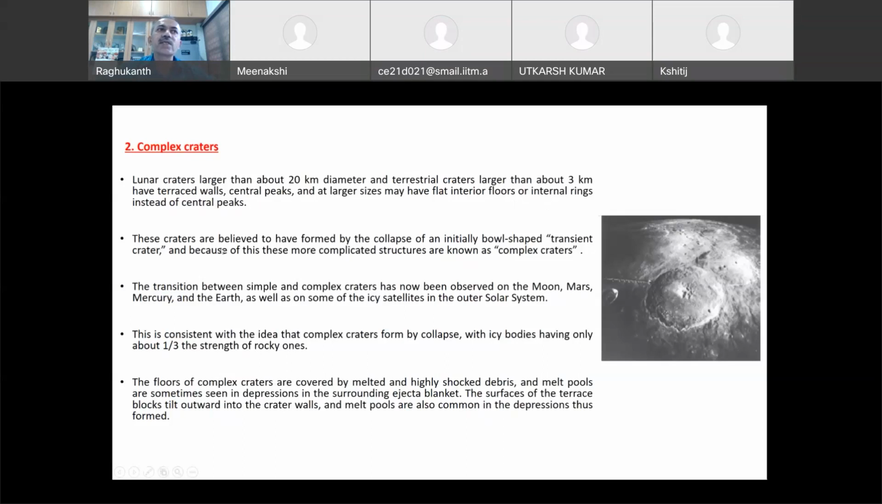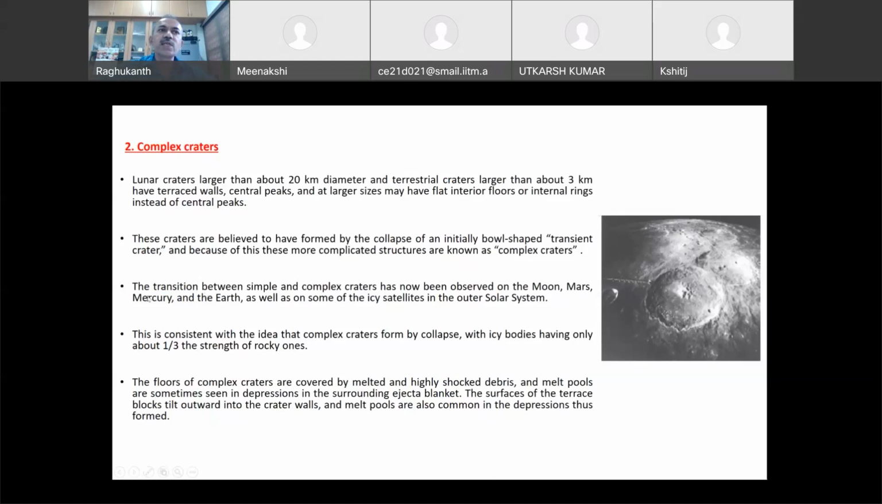So these craters are believed to have formed by collapse of an initially bowl-shaped transient crater. Everything initially will be simple only. But slowly, as you have seen in the videos, after some point like 10 or 15 seconds, gravity comes into the picture, and then material comes into the center, and because of the ejecta, that complicated thing automatically forms these complex craters. And then the shock waves, due to refraction or whatever, get converted into tension. So all these things create these types of complex craters.